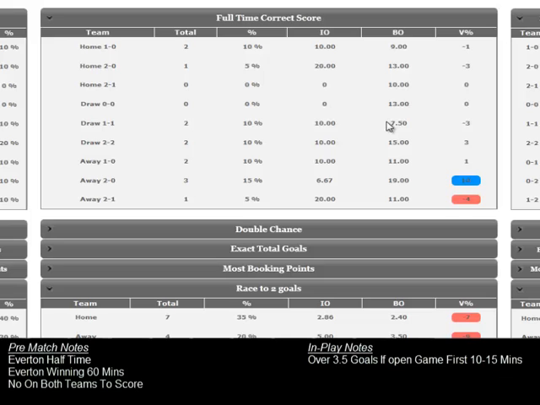And again, we would most definitely add that to the short list. So moving down to full-time correct score. 10% value there, but massive price, 18 to 1, 15% chance happening. Again, not one to look at really.